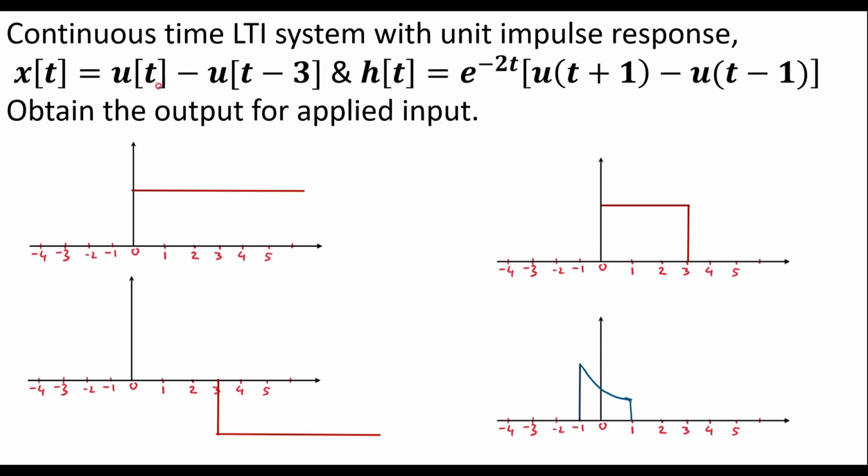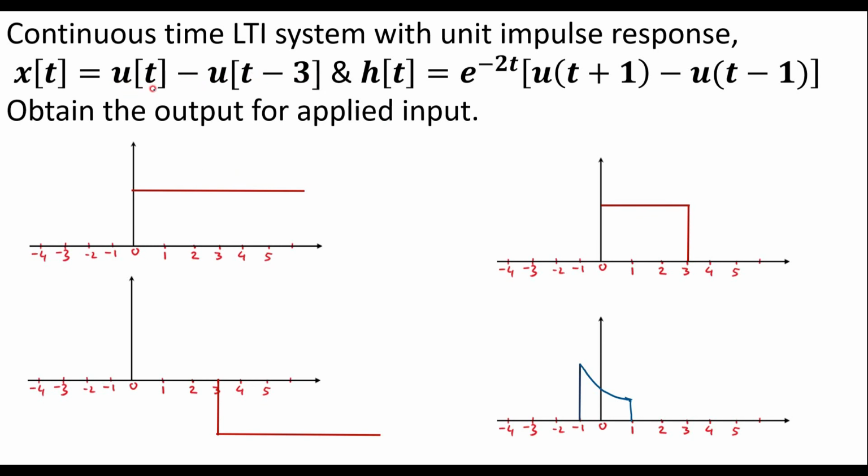Consider one example on convolution integral. A continuous time LTI system with unit impulse response h of t is given. The input x of t is equal to u of t minus u of t minus 3, and h of t is e power minus 2t times u of t plus 1 minus u of t minus 1. Obtain the output for the applied input. Here x of t is u of t minus u of t minus 3.